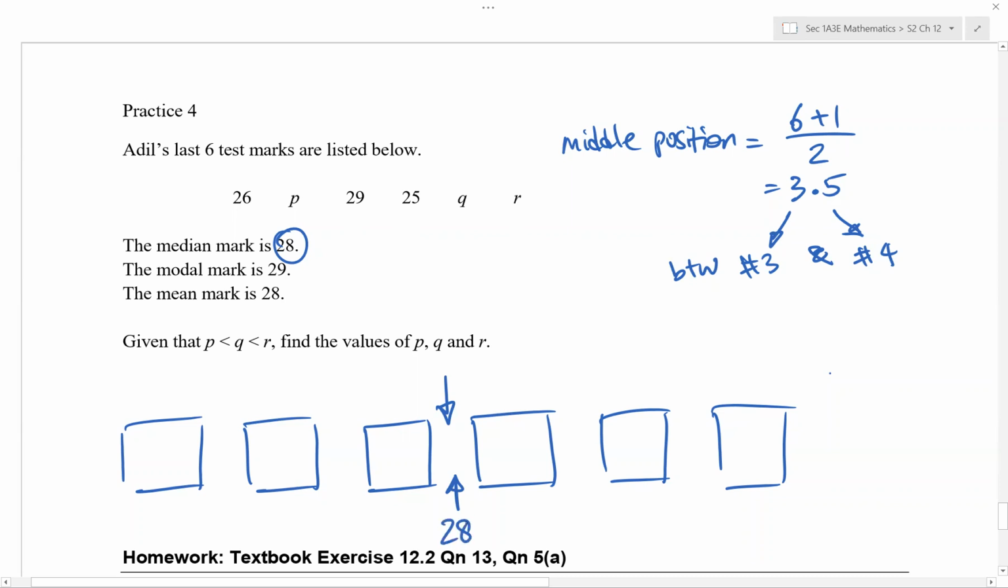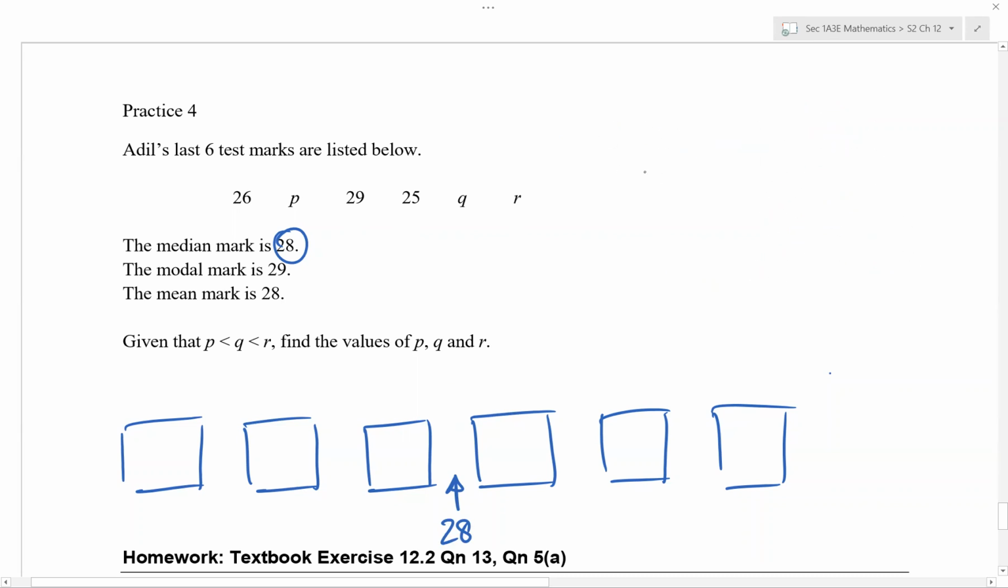Okay, now if the median value is 28, we've got quite a number of possibilities. It could be that this is 28, this is 28. It could be perhaps 27, 29. It could be, for example, 26 and 30. Yeah, so you get the drift. So we're not too sure what goes in there yet.